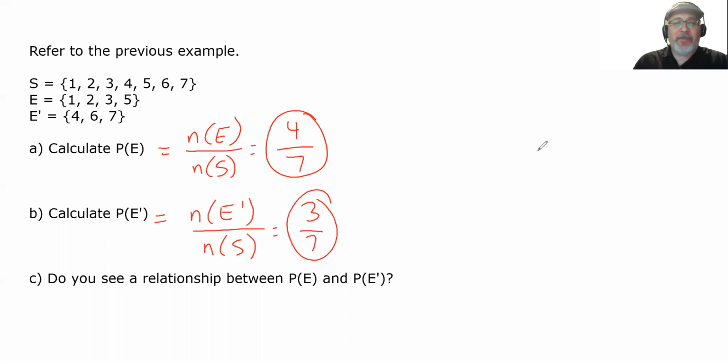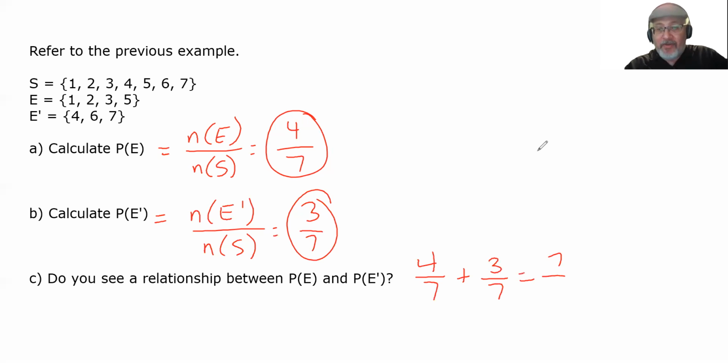And then the question that may not be obvious, do you see a relationship between the probability of E and the probability of E complement? Well, they're both over 7, but that makes sense. They were destined to have the same denominator on the outset, and being a 7, it won't reduce unless it divides into a whole number. However, what do you get if you add these?